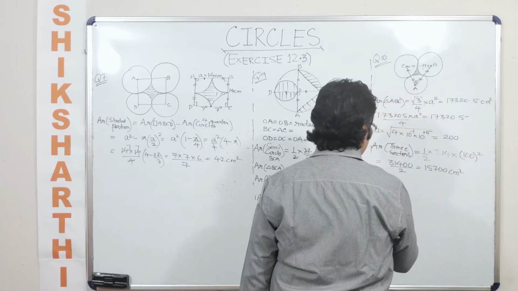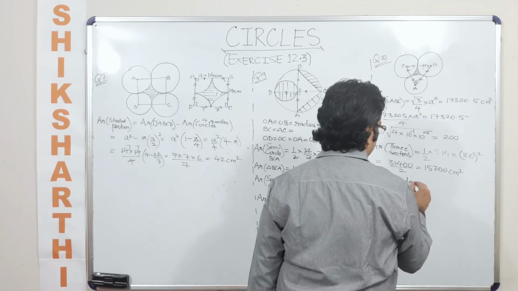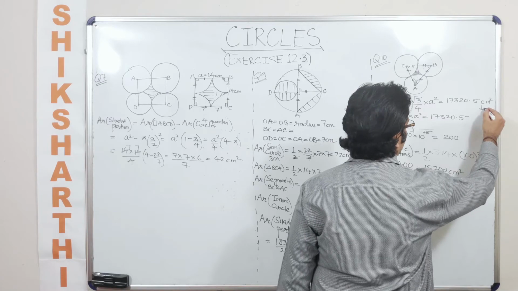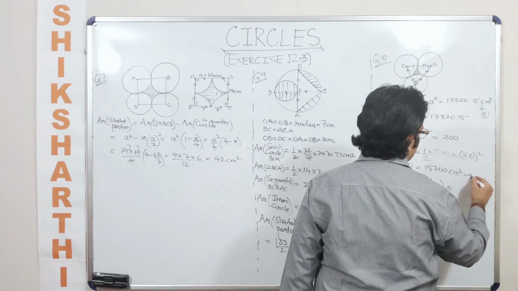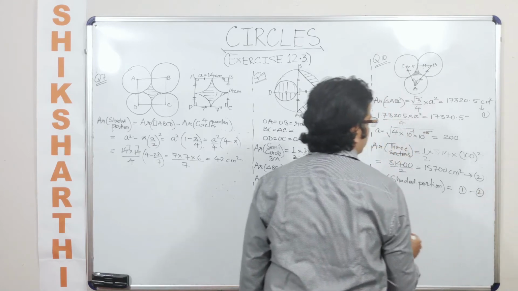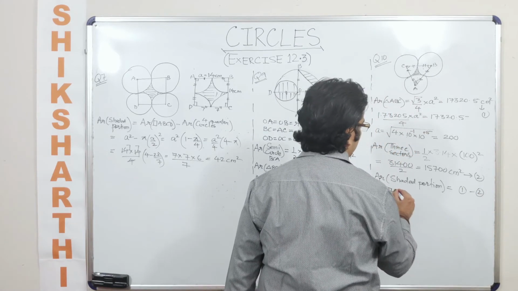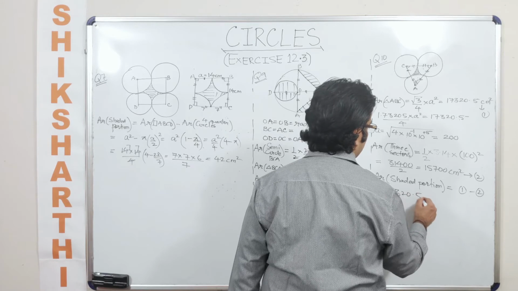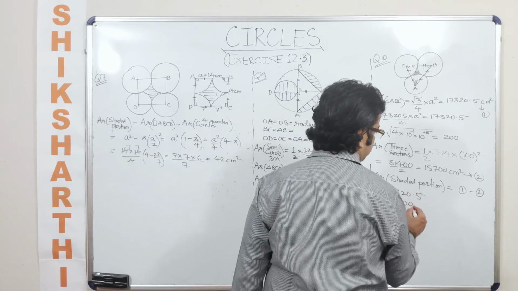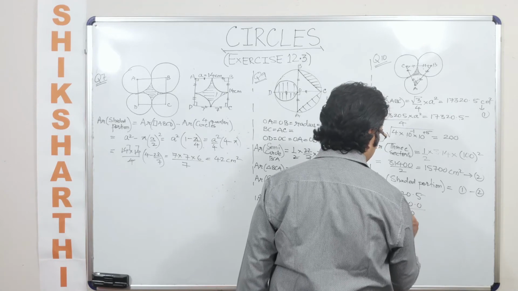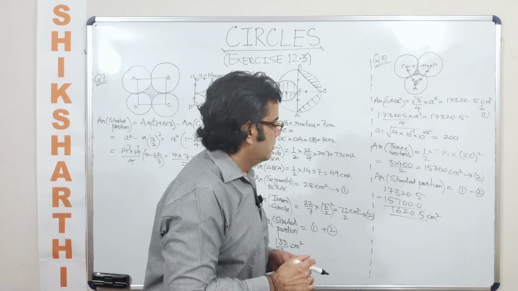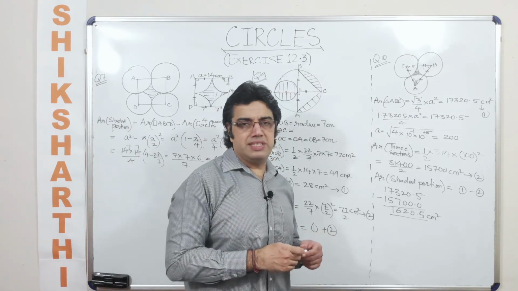The area of the shaded portion is nothing but, let's say if this is 1 and this is 2, 1 minus 2. So when we do 1 minus 2, it is just like saying 1320.5, and from here you are subtracting 15700. So what is the final answer? The final answer is 1620.5 centimeter square.